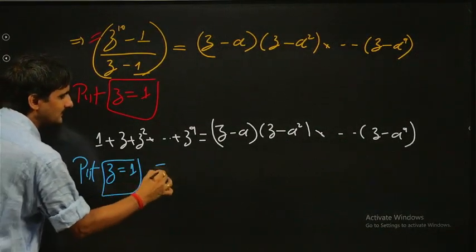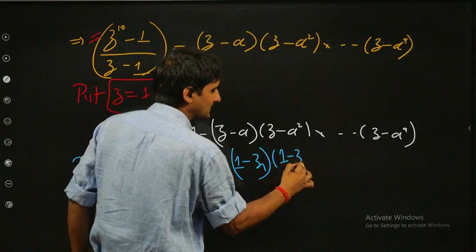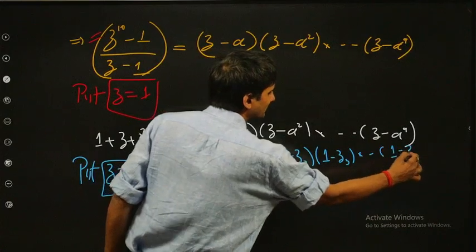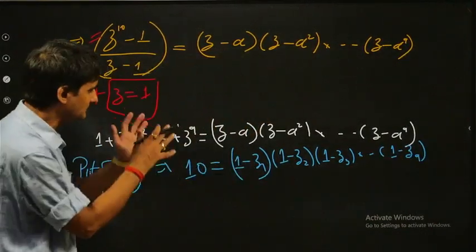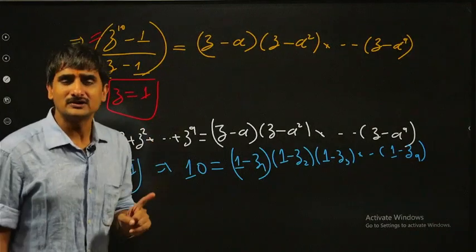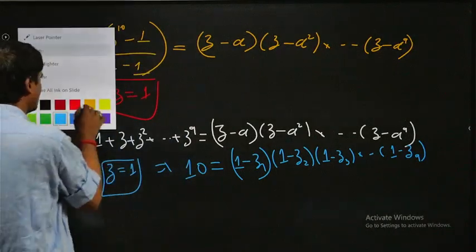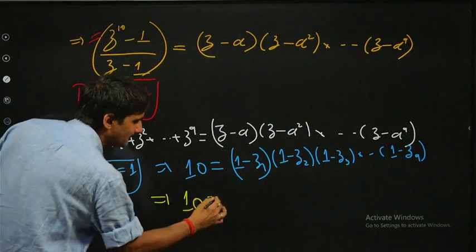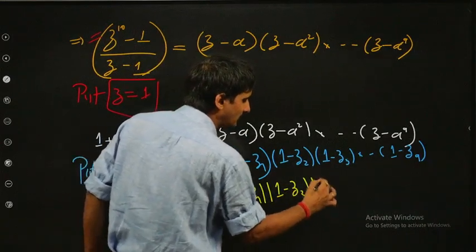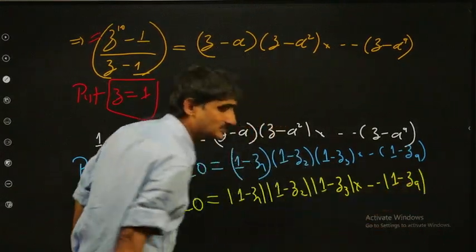So what do we get? We get 10 here, and this is (1 minus alpha, which is z1), (1 minus alpha square, z2), (1 minus alpha cube, z3), and so on, (1 minus alpha raised to the power 9, z9). Take modulus. Since the complex numbers are equal, their modulus will be the same, and the modulus of a product of complex numbers gets distributed over the product. After taking modulus we can write mod of 10 is 10, and mod of (1 minus z1) into mod of (1 minus z2) into mod of (1 minus z3). That's the property of modulus. I am repeating, it gets distributed over the product.